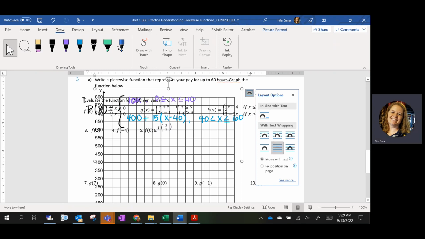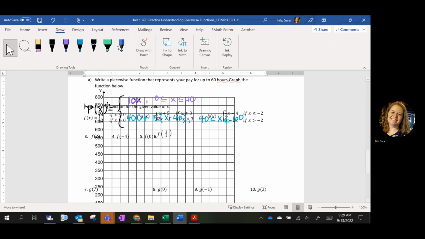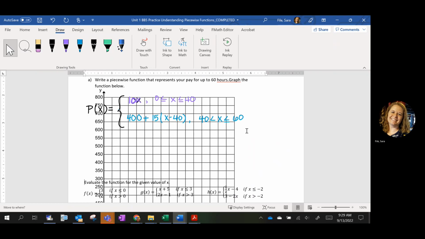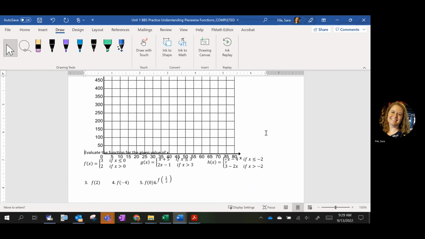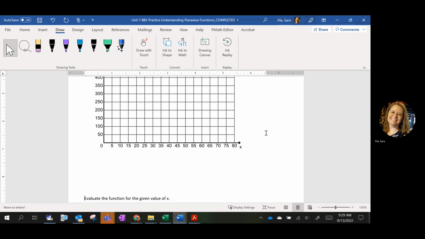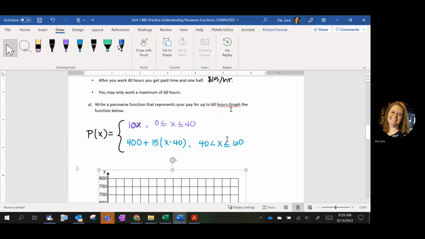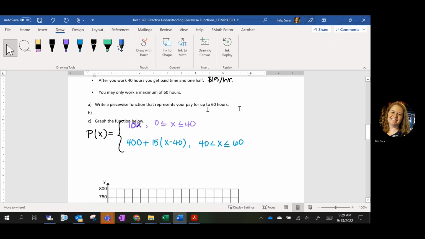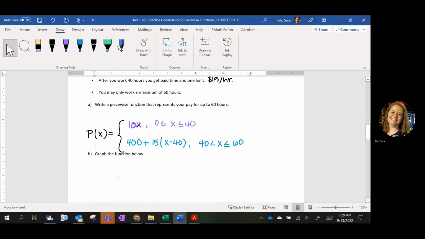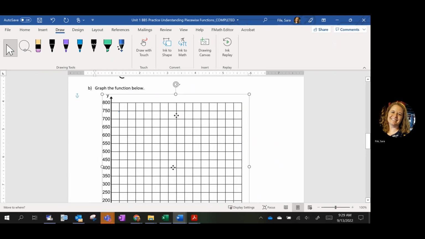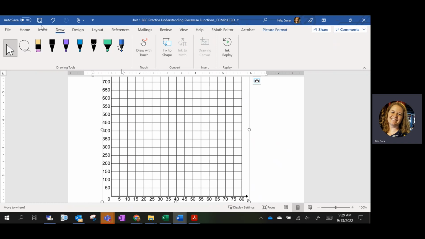Oh my goodness, what is happening? Oh, the formatting issues are fun. Okay, here we go. Now, okay, much better. Sorry about that.